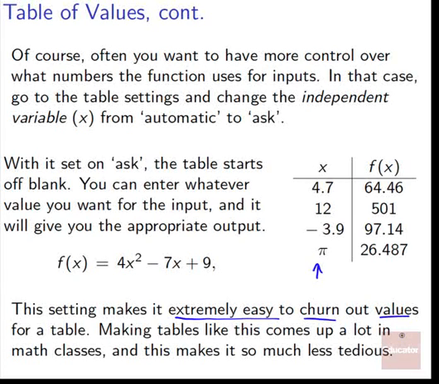Making tables comes up a lot in math, and this makes it so much less tedious. Being able to just set up our function once, and then just put in number, put in number, put in number, and then we can just write the things down in a table of values. If we try to do it each time by hand, we'd have to do 4 times 4.7 squared minus 7 times 4.7 plus 9. Even if we're using a calculator, but we're working through calculations, it's going to take a long time to do one of these after another after another.